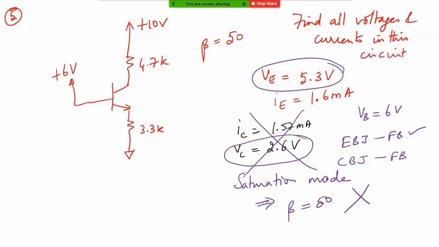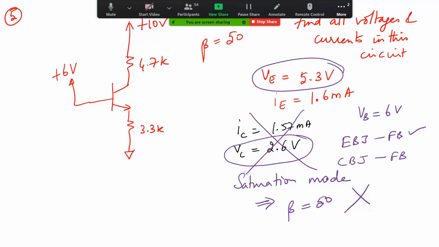So it is obvious that if you assume a forward active mode, the solution is invalid. You assume that it is in the forward active mode, but when you calculate, you find out that it is not, which means your assumption is wrong. It turns out that it is in the saturation mode.